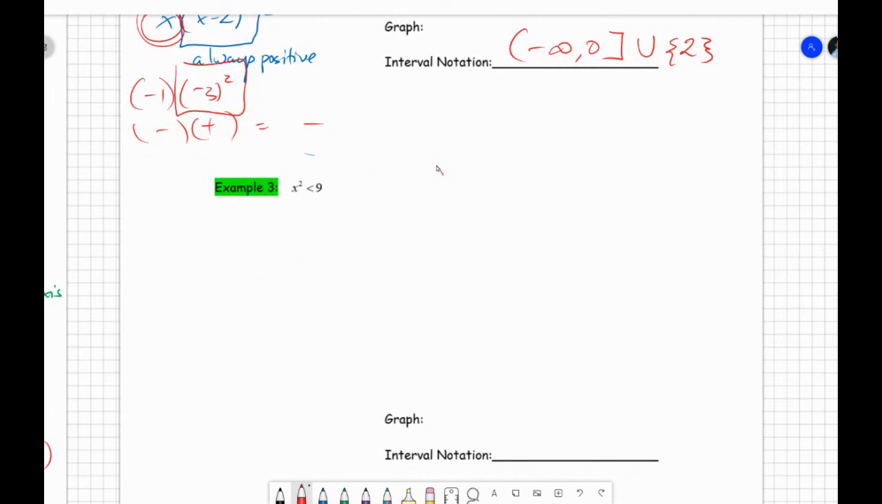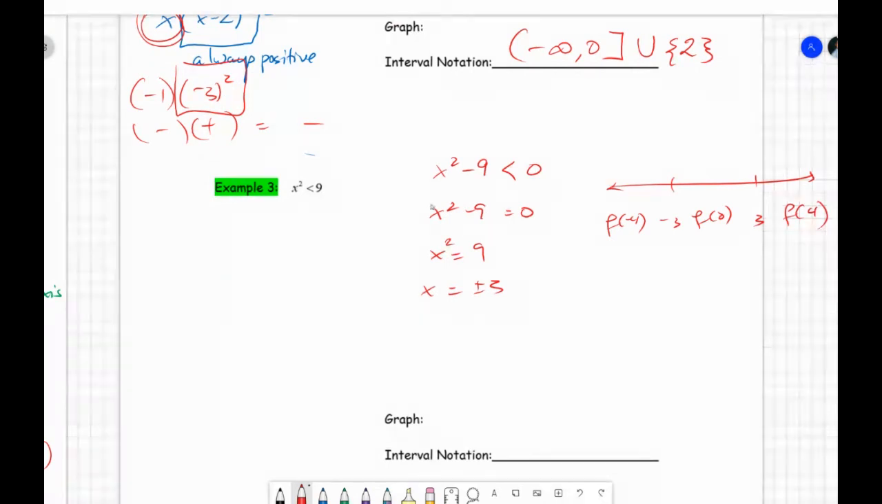Okay, same thing. So we're going to solve for this here. So x squared is equal to 9, so x equals plus or minus 3. Let's graph it. So we're going to pick -4. Always pick 0 if you can.